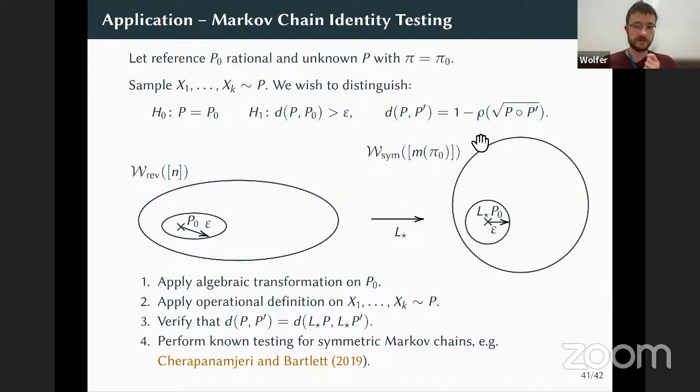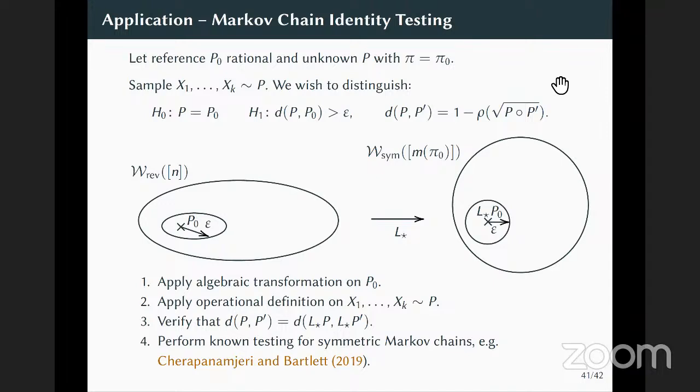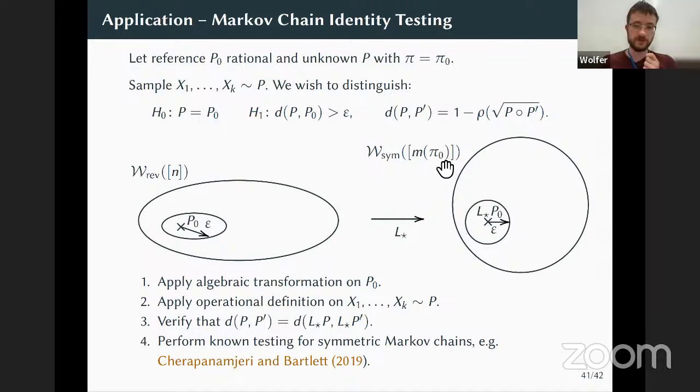In order to do this hypothesis testing, that kind of mapping is very useful, because of the following reason. Some of the questions are well understood, for instance, in the symmetric case, where both the unknown transition matrix and the reference one are symmetric. And it's possible to extend it to, for instance, reversible chains by using these transformations that we mentioned.